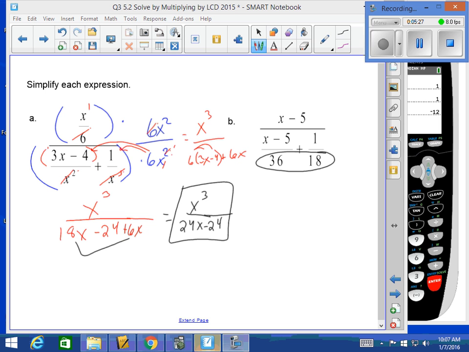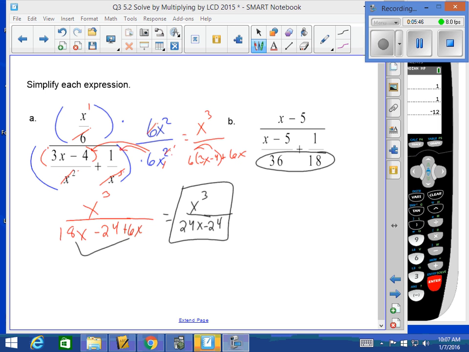Okay, so 6 is a factor. If I said GCF, I didn't mean to say GCF. I want the least common multiple. So I want the smallest number that both 18 and 36 will divide evenly into: 36.